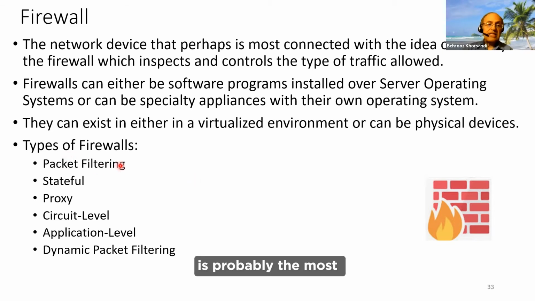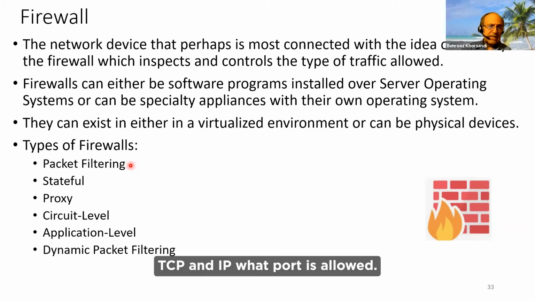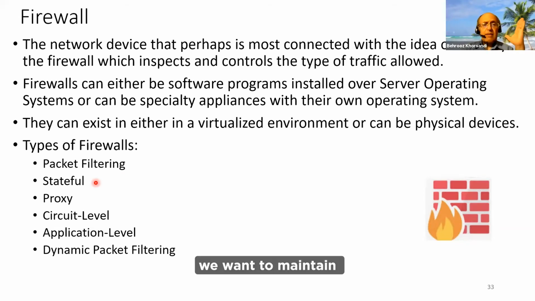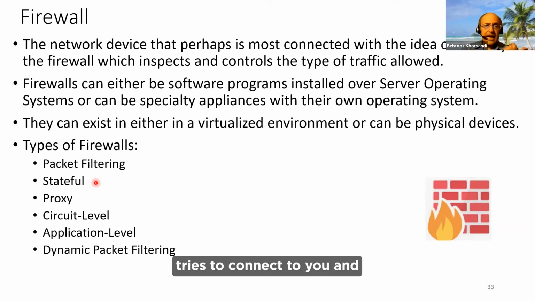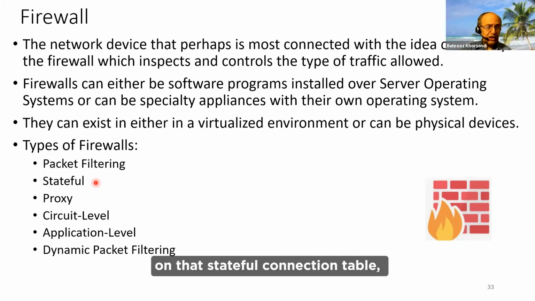Packet filtering is probably the most simple type of firewall, and I talk in more detail about all of these in my course. This is what is called a layer 3, layer 4 firewall, which typically only works with what protocols are allowed, TCP and IP, and what port is allowed. Stateful essentially talks about the fact that we want to maintain a table called connection state. And if anybody tries to connect to you, and if that connection does not exist on that stateful connection table, that connection will be dropped.